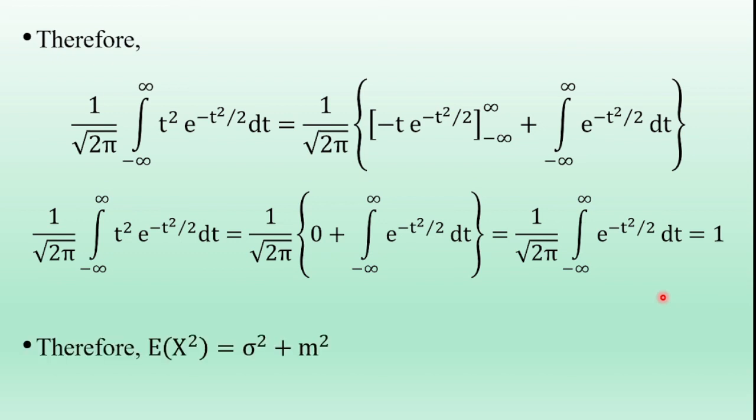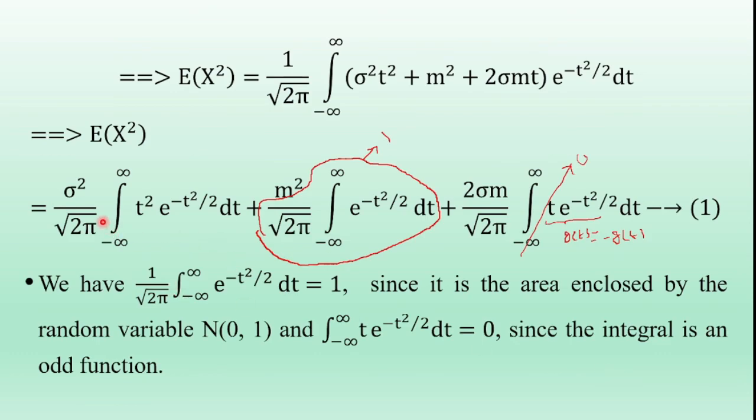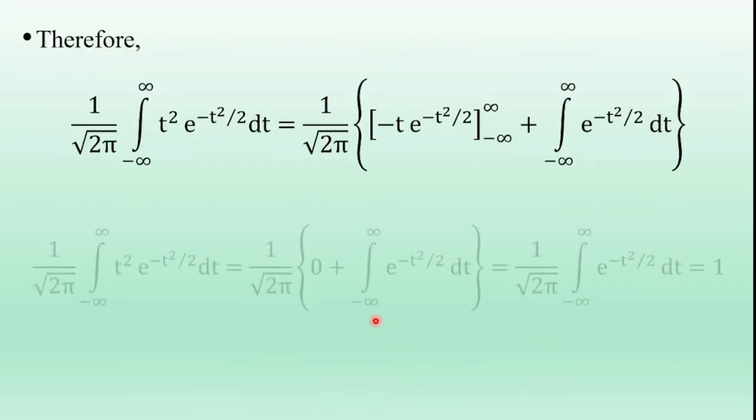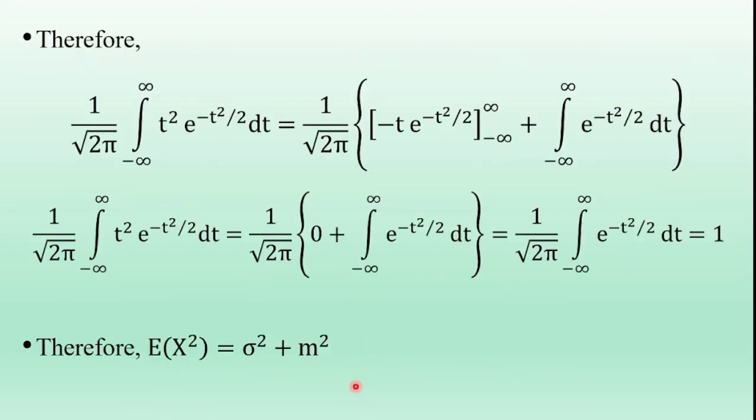So substitute this into this equation. 1 by square root of 2 pi integral minus infinity to infinity t square e power minus t square by 2 dt is 1. So from this equation, expectation of x square is equal to sigma square plus m square. So this is the mean square value of the Gaussian random variable.